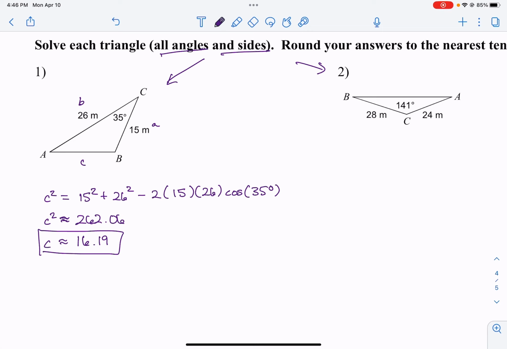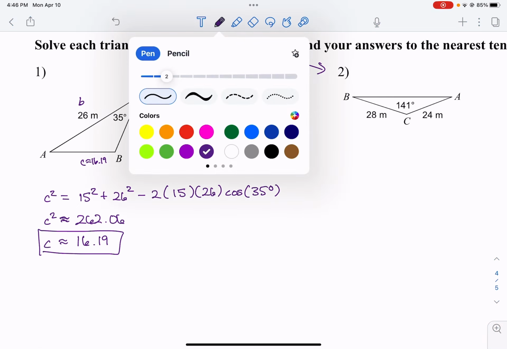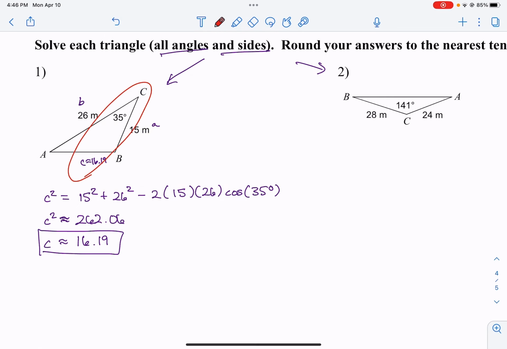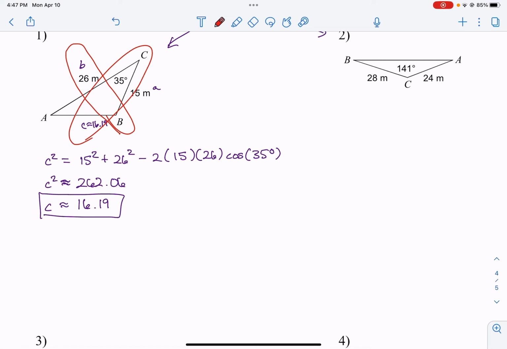Now from there, let me go ahead and label that 16.19. Notice what we have here now. We have an angle-side pair, and let's say we're trying to find angle B. Well, we have a little b. So if we have two pairs and one thing is missing, we can use the law of sines now. So sine of capital B over 26 equals sine of 35 over 16.19.